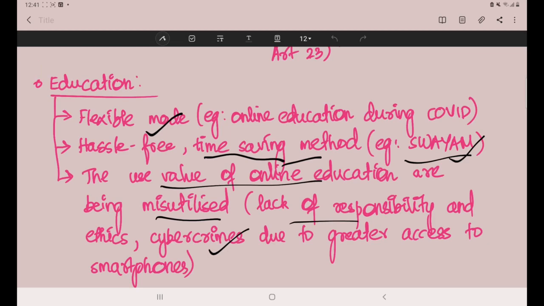Okay, such instances have been there in recent times. Another important thing is that due to the greater access to smartphones, the addiction of children towards smartphones has increased. Whenever their parents ask, they tell them we are having class. Such kinds of instances are there. All these things you can quote as the misutilization of the use value of online education tools.